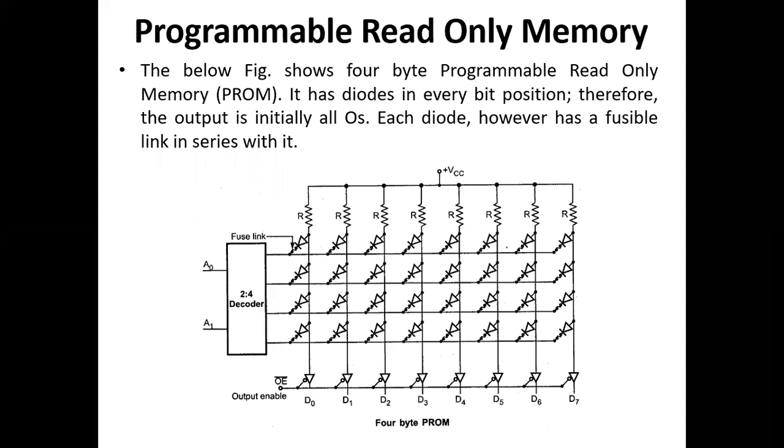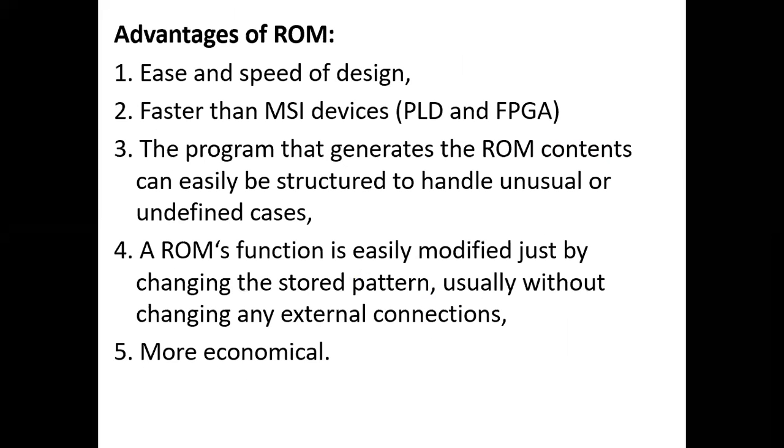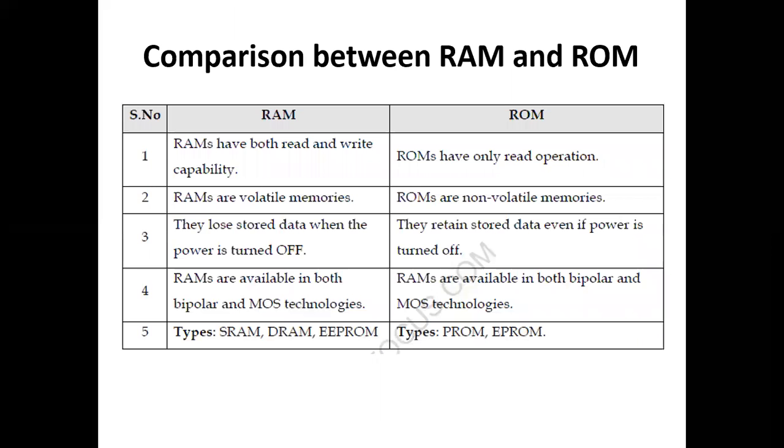Programmable read-only memory, that is PROM. Erasable programmable read-only memory uses MOS circuitry. They can store 1s and 0s as a package of charge in an insulated layer of the IC chip. EPROMs can be programmed by the user with a special EPROM programmer. The main point is that we can erase the stored data in the EPROM by exposing the chip to ultraviolet light through its quartz window for 15 to 20 minutes. Erasable and programmable, these are the advantages of ROM.